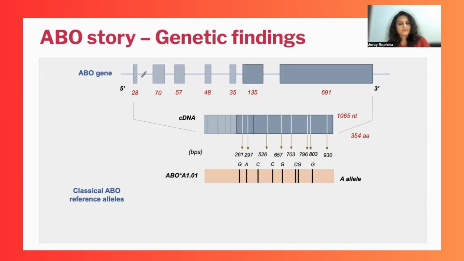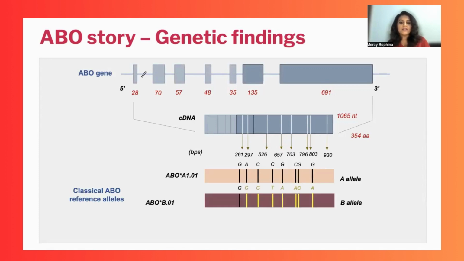Similarly, at position 526, it carries the C nucleotide, and at position 657, it again carries a C nucleotide, and so on. Now when we have a look at the B allele, at position 261, again it carries the G nucleotide. Whereas when we look at position 297, it carries the G nucleotide, whereas the A allele carried an A nucleotide. So this is how the nucleotide differs between each of the alleles.